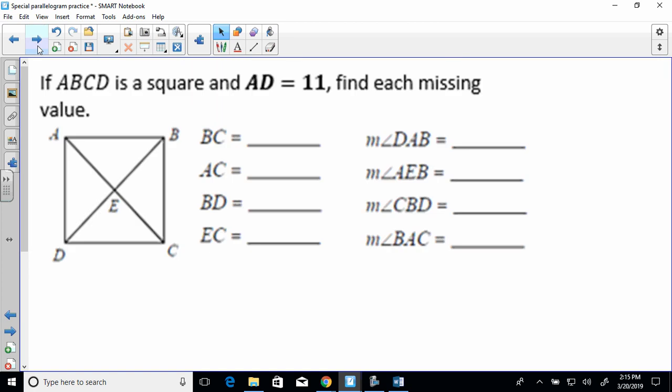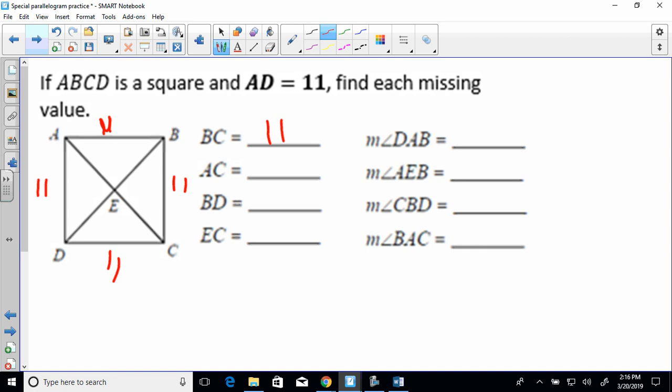All right, and so now the last two problems we're going to deal with have to do with squares. So if ABCD is a square and AD is 11, find each missing value. Well, we know squares also have 4 congruent sides. And remember, they have all the characteristics of a rhombus, rectangle, parallelogram, everything. So if we want to know what the length of BC is, BC would also be 11.